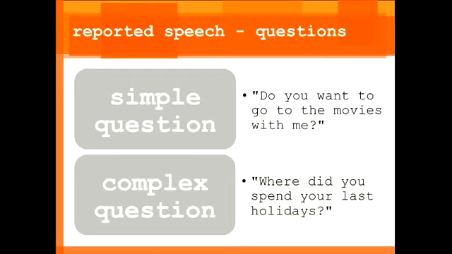Let's have a look at the questions first. Now for the sake of simplicity, let's say there's simple questions and complex questions. A simple question is a question which can have yes or no as an answer. Do you want to go to the movies with me? Yes, I do. A complex question is a question that also needs a complex answer. A question would be, where did you spend your last holidays? And an answer would be, I spent my last holidays in Greece.